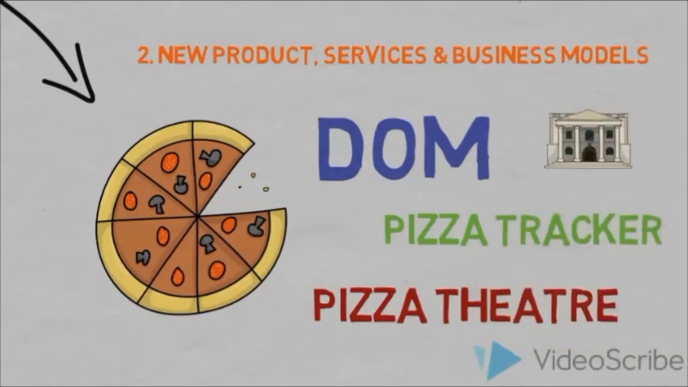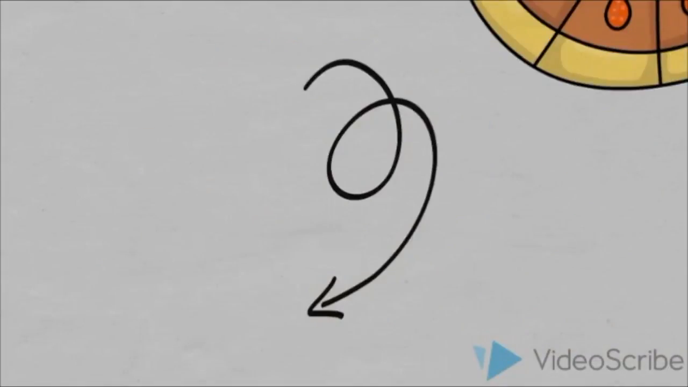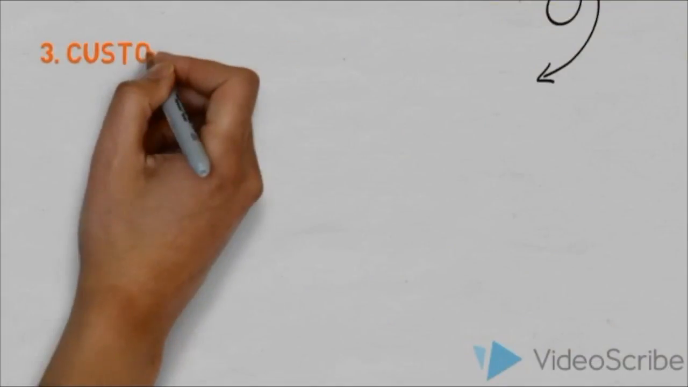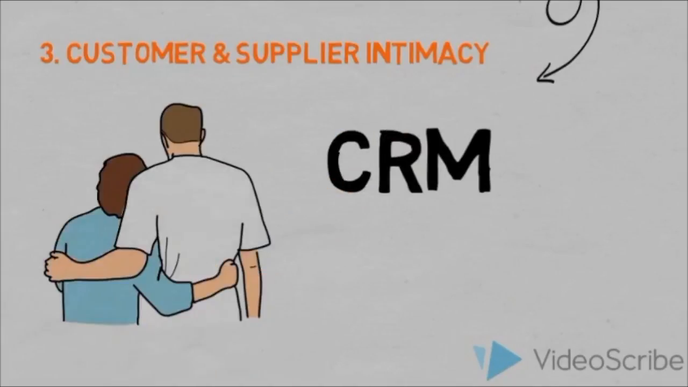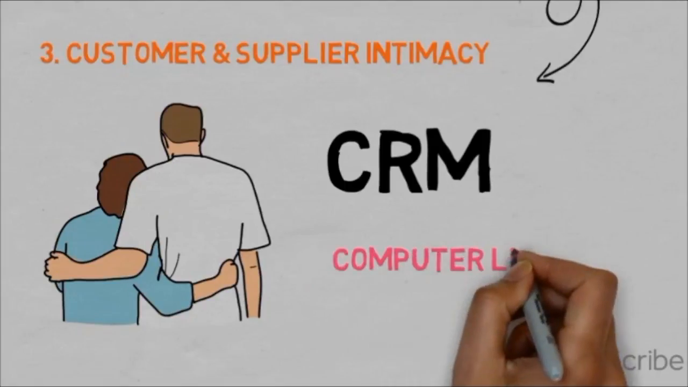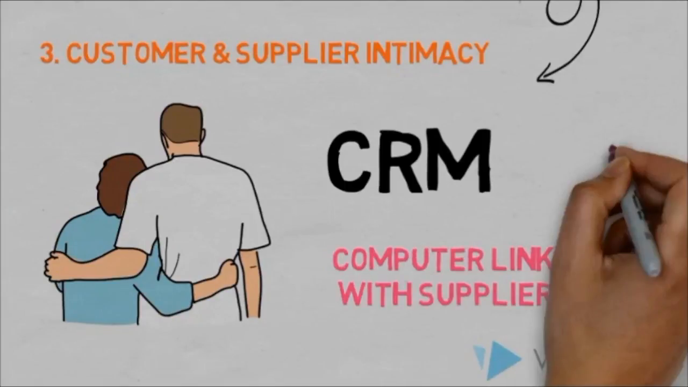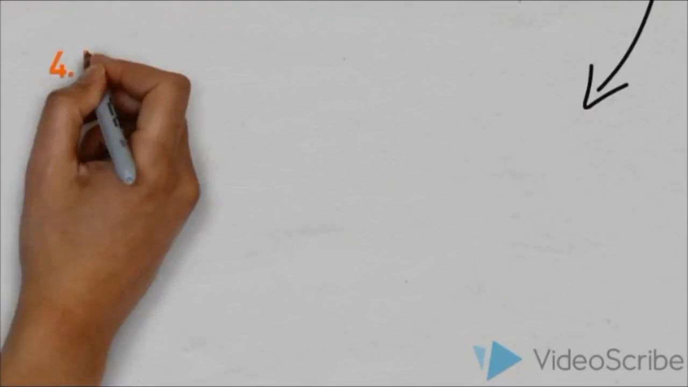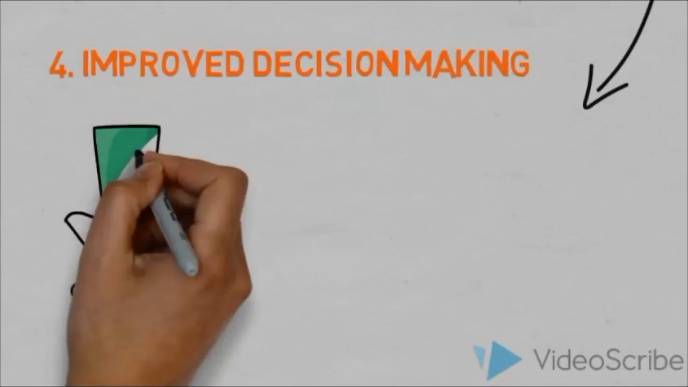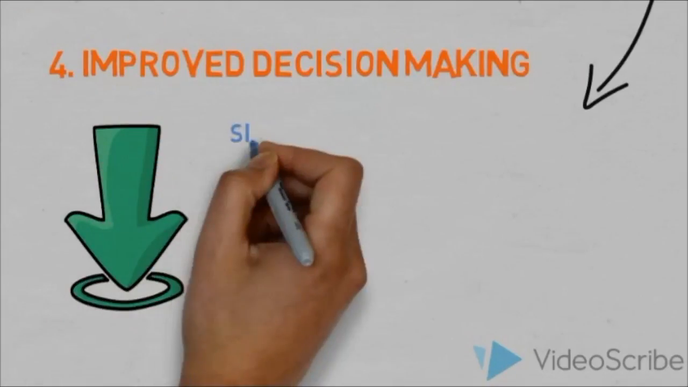Number 3 is customer and supplier intimacy, which are ensured by customer relationship management practices and external computer links with suppliers. Information systems also facilitate better decision making, which is made through easy access and retrieval of the data collected.